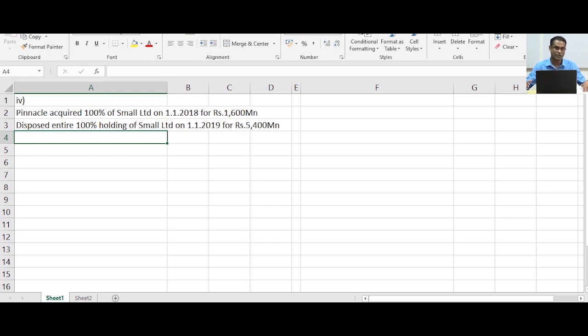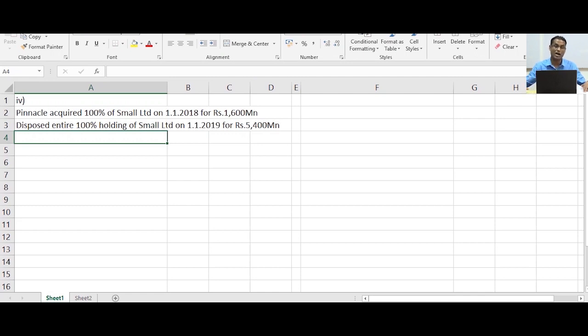What we discussed was, when you are preparing the consolidated financial statements, you need to derecognize, you need to take out this disposal profit in the individual financial statements of the parent company, and instead of that you need to calculate the disposal profit in the consolidated income statement of the parent, and that has to be included into the consolidated income statement.